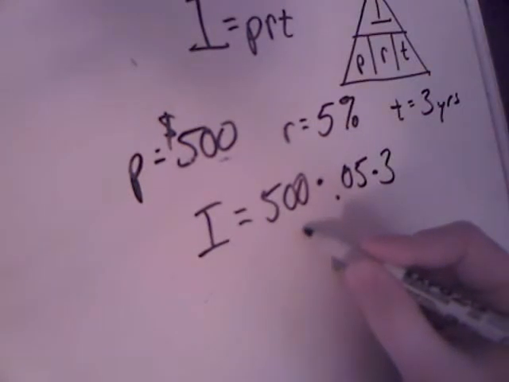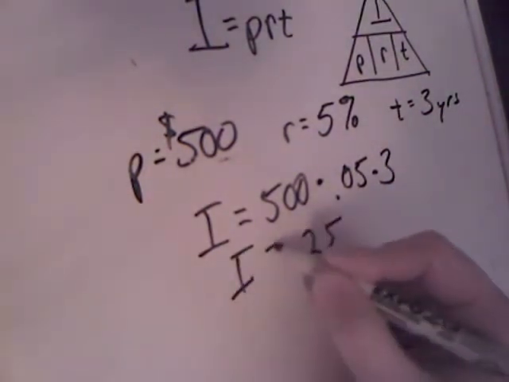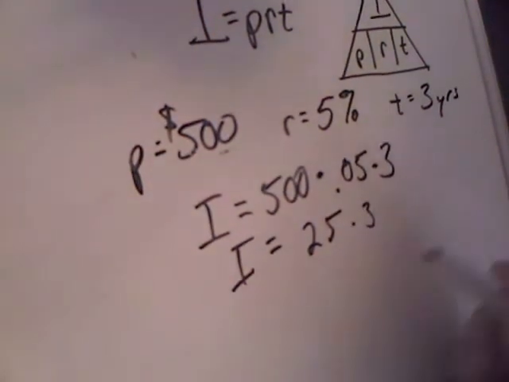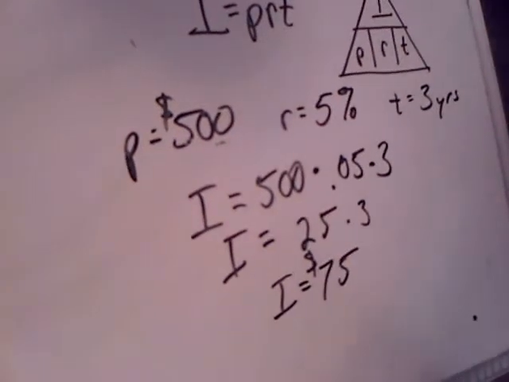500 times 0.05 is going to be 25. Then we copy down everything else. 25 times 3 is going to be 75.